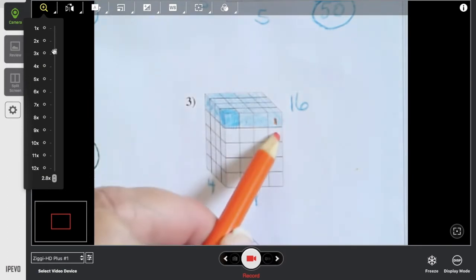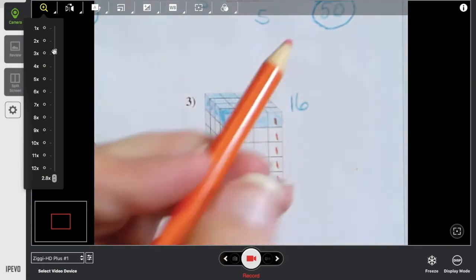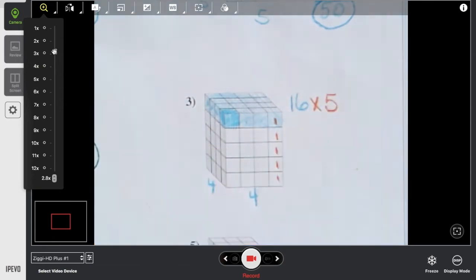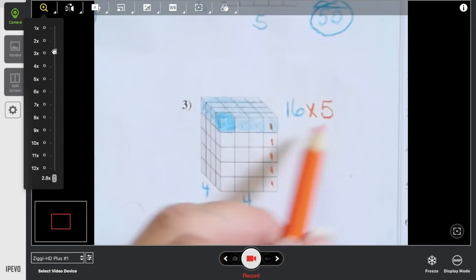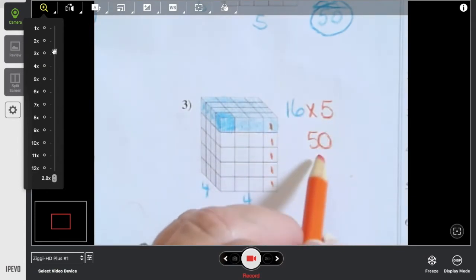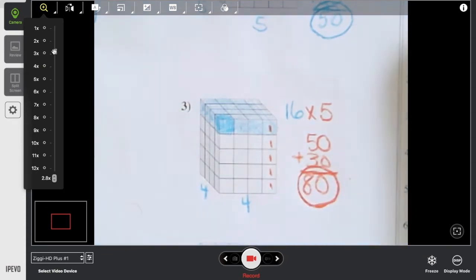There's 1, 2, 3, 4, 5 layers. So 16 times 5 layers would be the volume. 16 times 5. Well, 5 times 10 is 50, and 5 times 6 is 30. So the volume of this rectangular prism would be 80 cubic units.